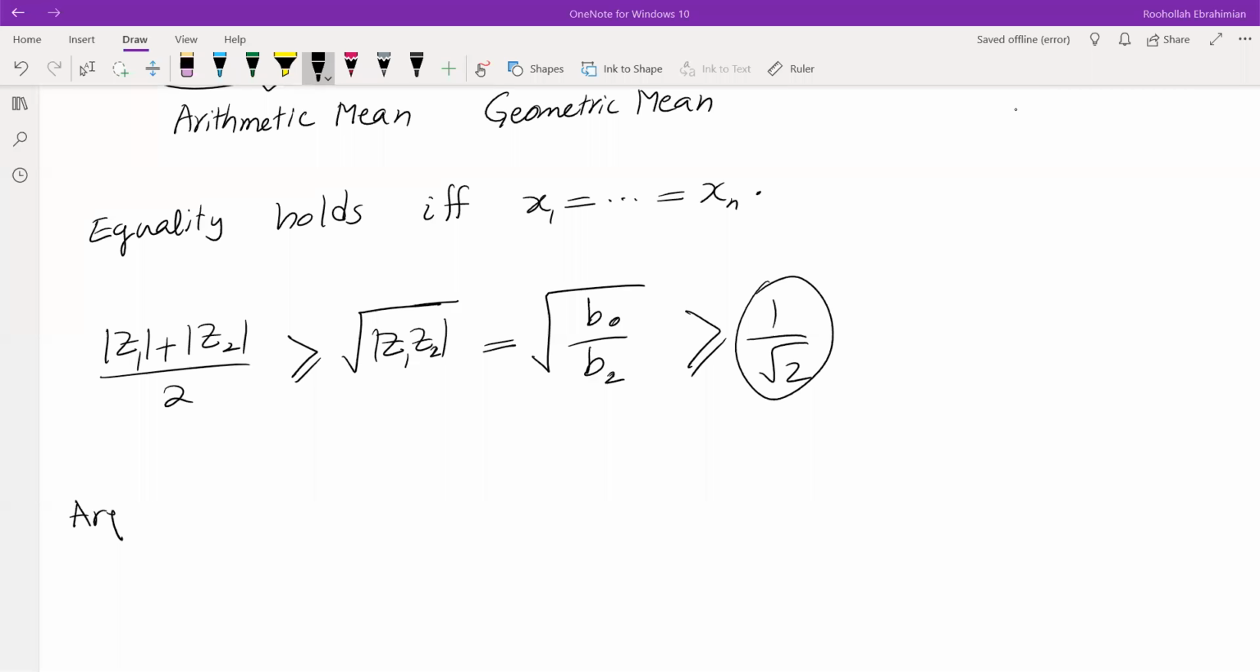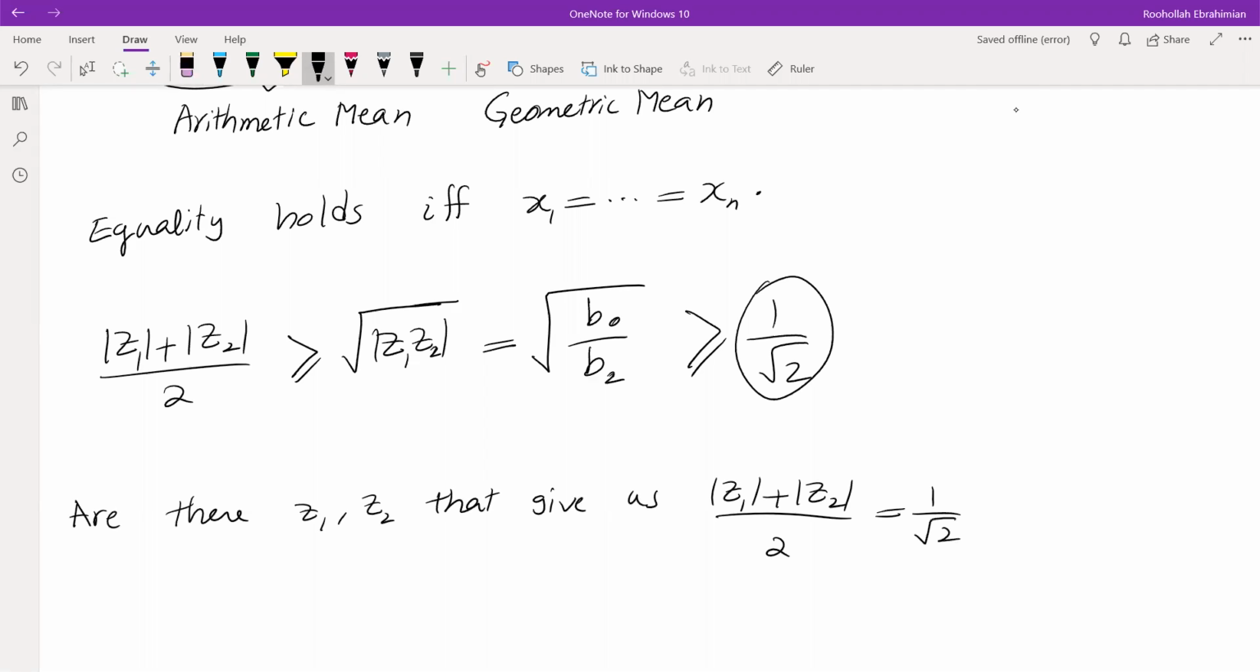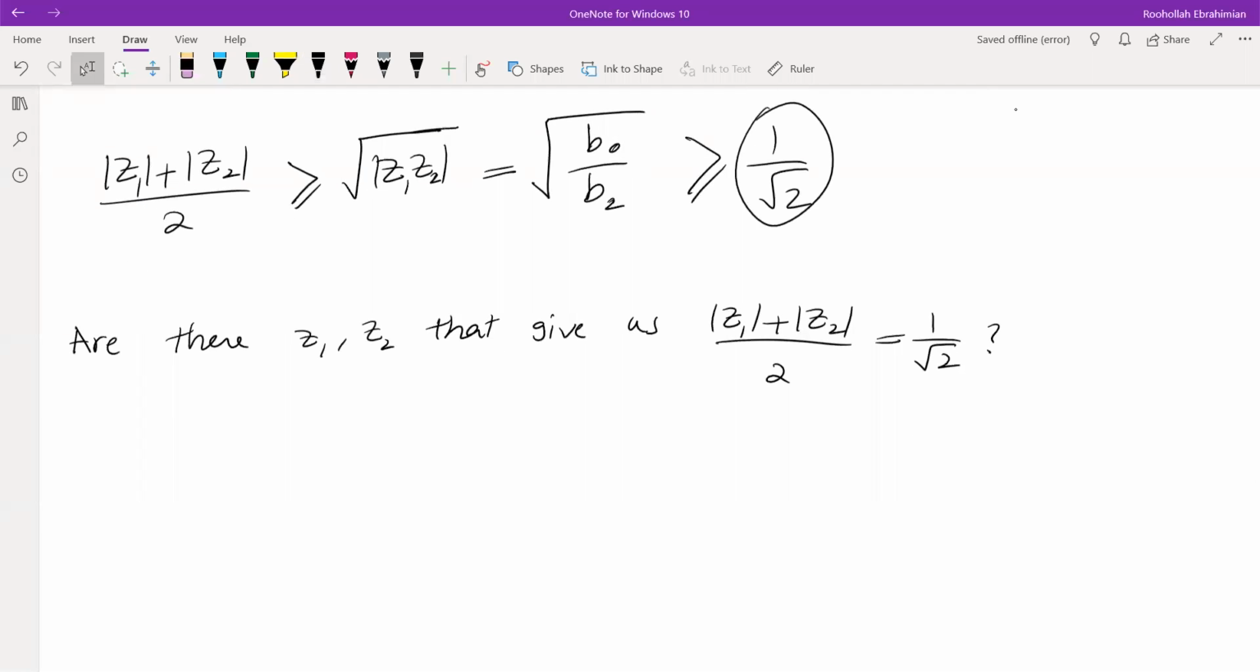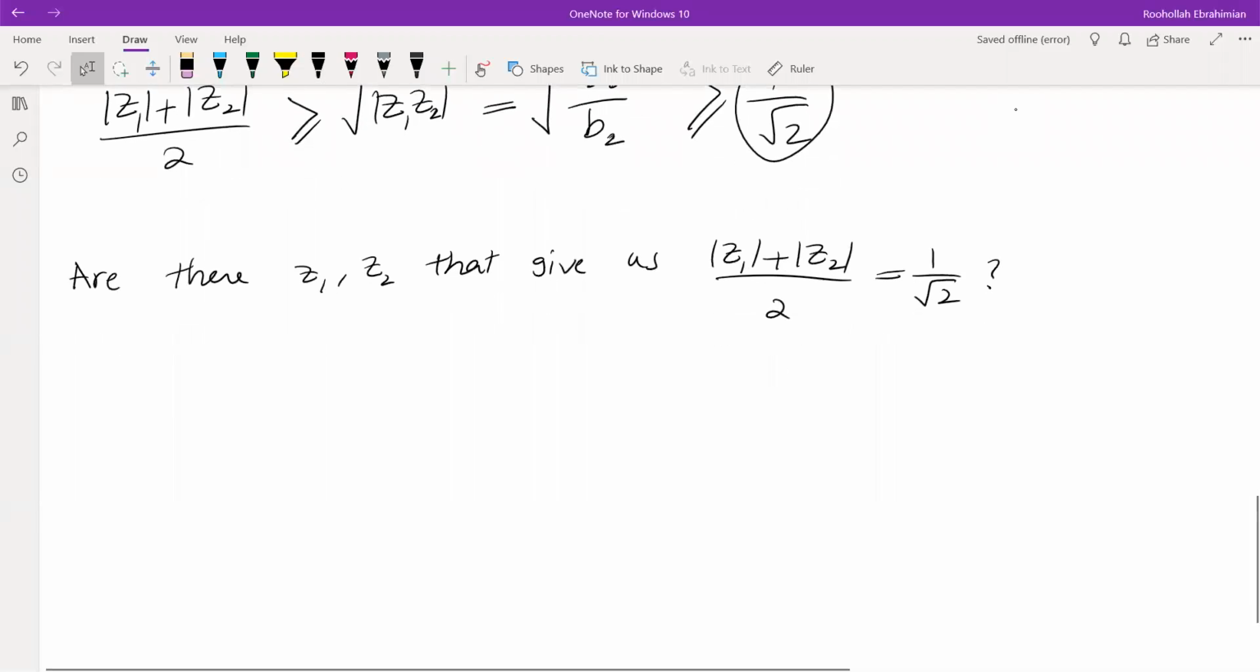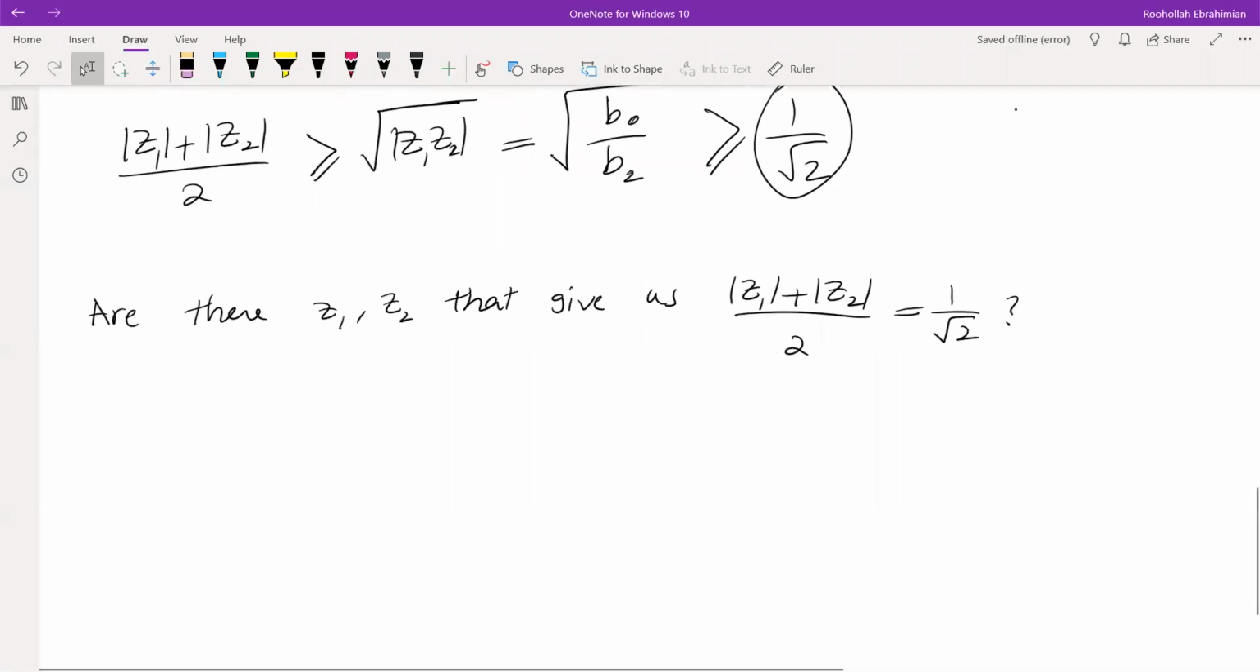Okay, so now the question is, are there Z1, Z2 that give us the absolute value of Z1 plus the absolute value of Z2, over 2, equal to 1 over root 2? So that's the question. Can I find an example that gives you the equality, or can I get at least close to 1 over root 2? So that's the next thing I need to check.